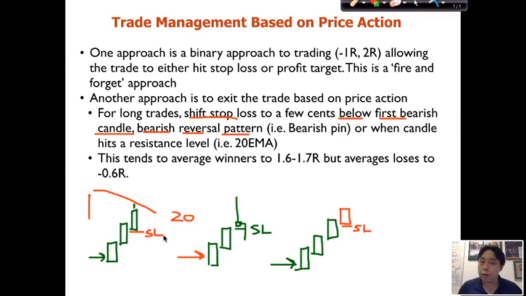So this approach will create outcomes that are not binary. You will not get just minus 1R or 2R. You could get different outcomes. You could get 0.5R, 2R, minus 0.6R. So by doing this, it tends to average your winners down a bit. So instead of getting 2R all the time, you may get an average of 1.6 to 1.7R winners. But at the same time, it will also reduce your losses. Instead of getting minus 1R for losses, it averages to minus 0.6R on average.